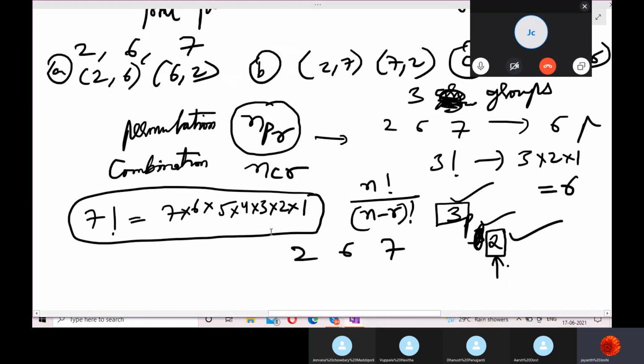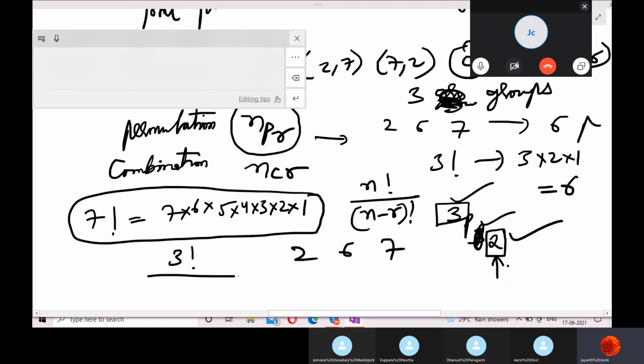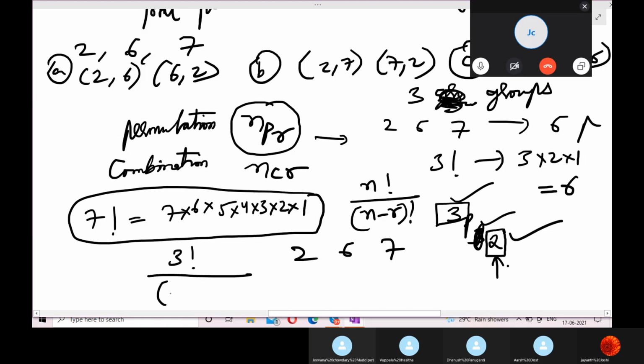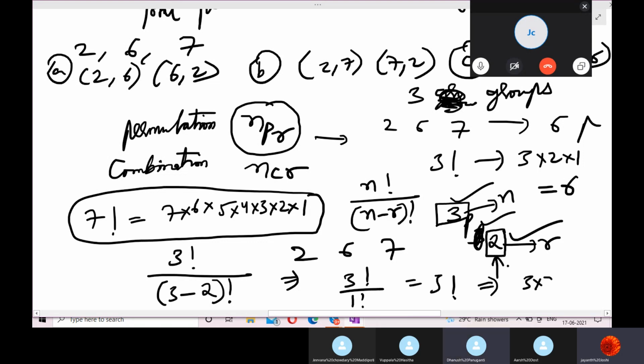So how many arrangements did we see? 6 arrangements. Now we will prove that. 3 factorial by 3 minus r. What is r? All of you tell me what is r. This is n. n is always greater than r. r is 2. So 3 minus 2 factorial. Please tell me, 3 factorial by 1 factorial is how much? Can I write 3 factorial as 3 into 2, which is equal to 6? All of you? Yes, sir. Yes, please make a note of this. So now we have proved the point with the formula also for permutation.